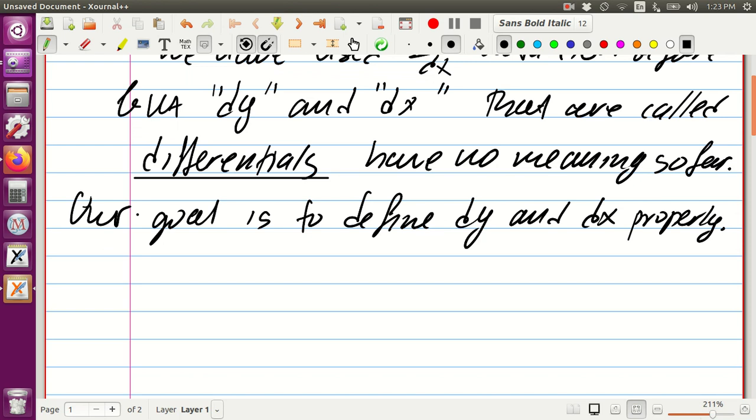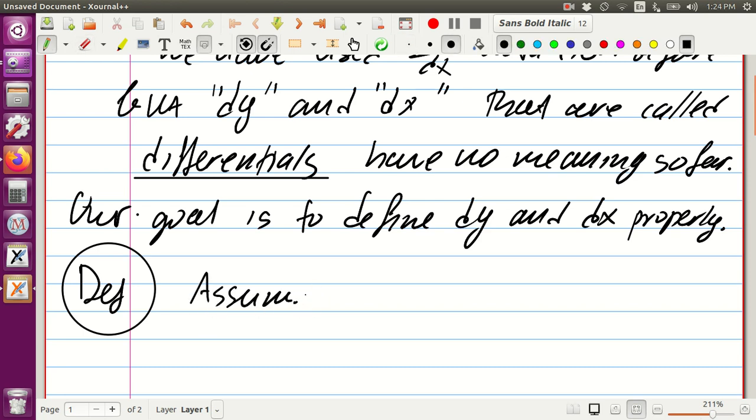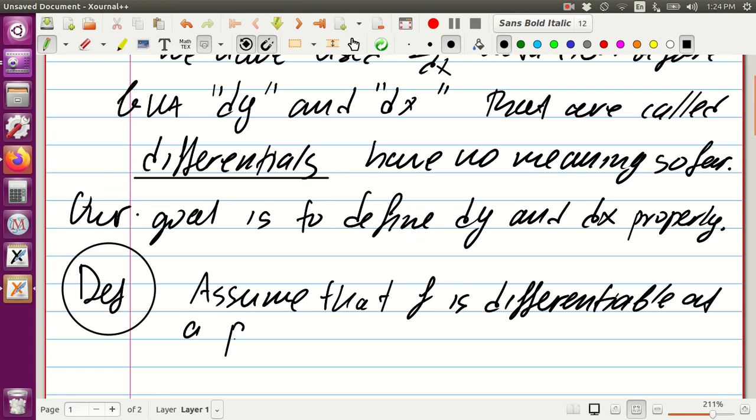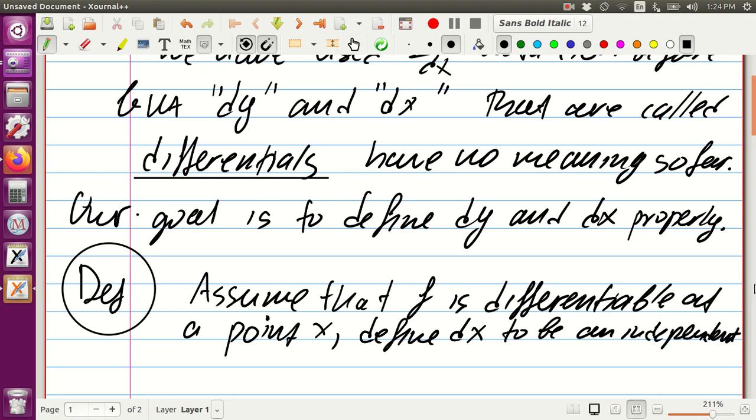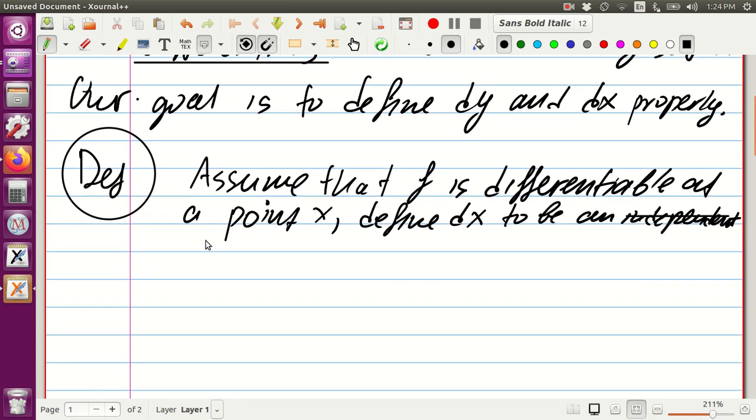All right. So the definition: assume that f is differentiable at a point x. So we're going to define dx to be an independent variable. Again, we have two variables, independent and dependent.